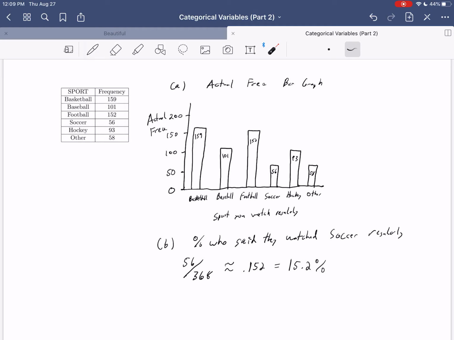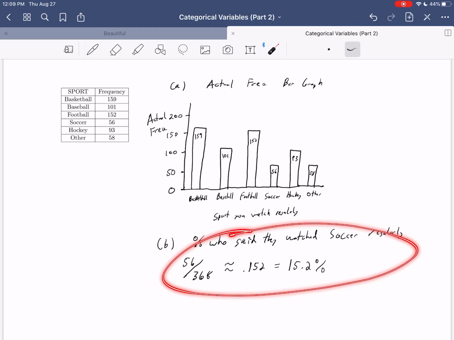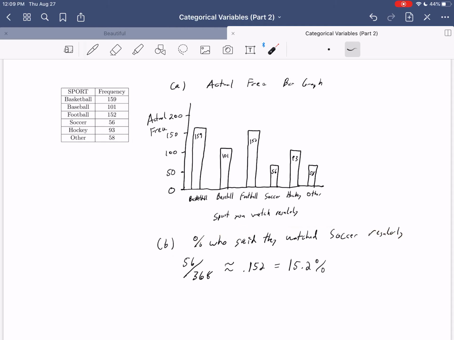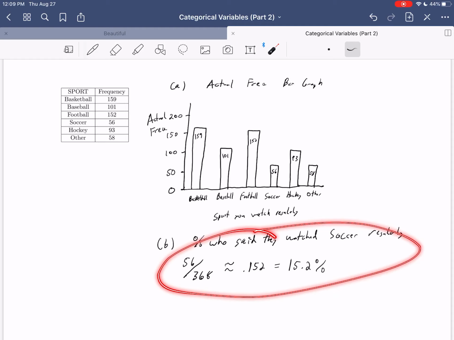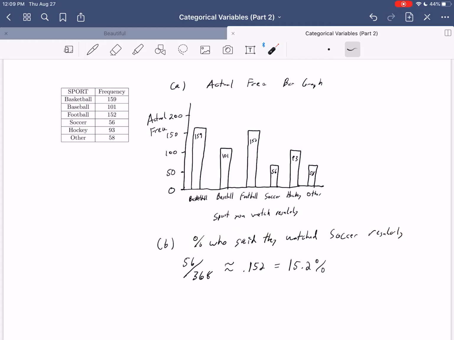Keep in mind, though, that if you added those percentages up, they would no longer add up to 100% because some people could be in several categories. So while we can calculate these percentages, they don't operate like the standard relative frequencies would because some people might be in several categories. But we can certainly still use this to say that 15.2% of people who were asked this survey question responded that they watched soccer regularly.